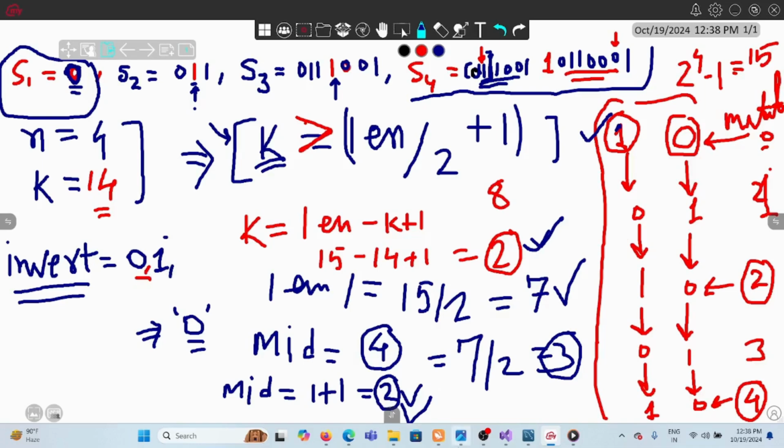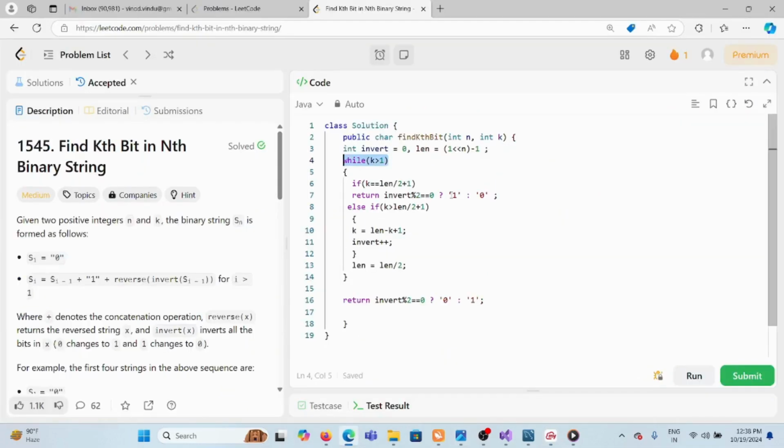Okay, so let's take this example and explain further. See here, while k is greater than 1, we were doing the same thing I have explained. We are checking if k is equal to length divided by 2 plus 1, that means we are checking whether invert came odd number of times or even. If it is even, we are returning 1, because the midpoint is anchoring for the 1 and an even number of occurrences would give us 1, otherwise it will give 0.